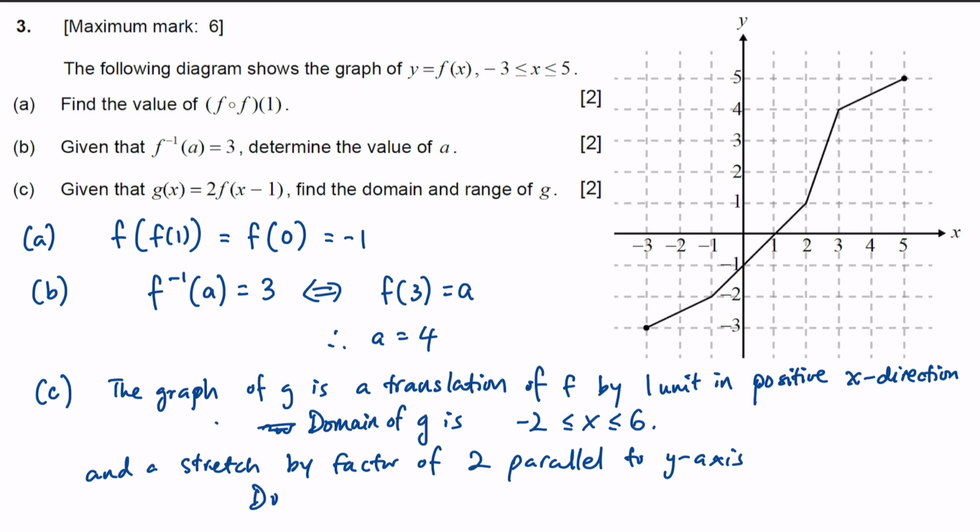So the range of g is going to be -6 to 10. And that's the answer.